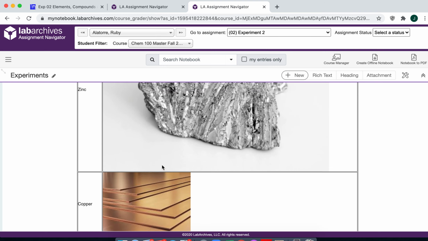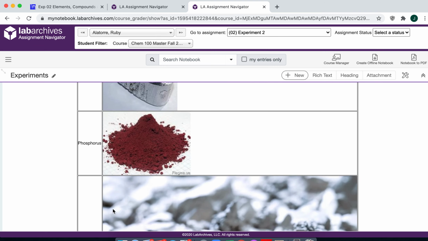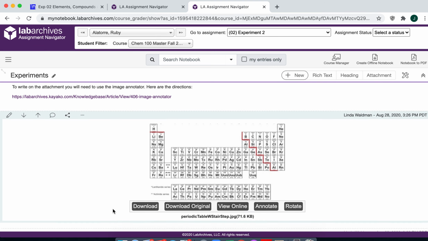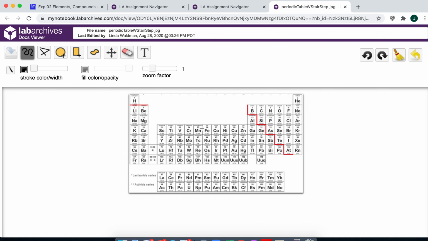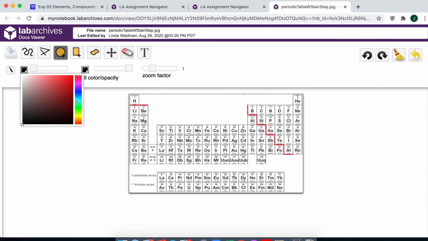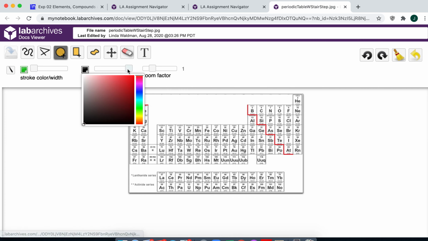zinc first. Zinc, copper, zinc, copper. So based on those two elements, zinc and copper, I'm going to complete this table. I'm going to find them. I'm going to put the green circle around zinc and copper and the rest of the other elements. So I pick this circle and change the color to green. Let's say this green, and fill color. I don't want to fill too much.